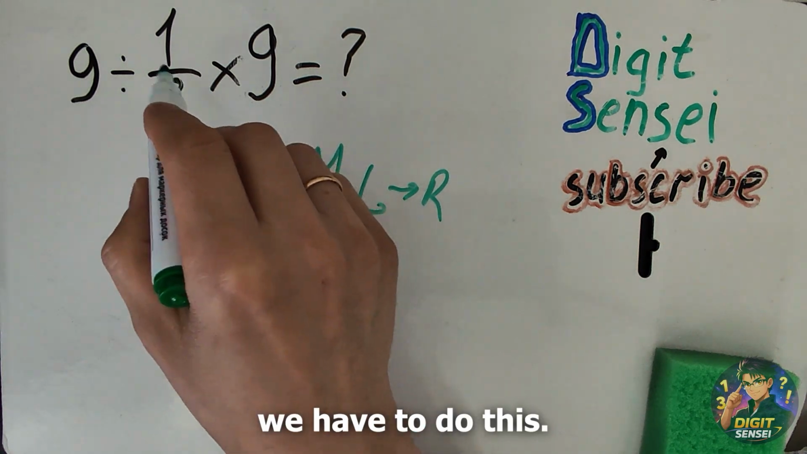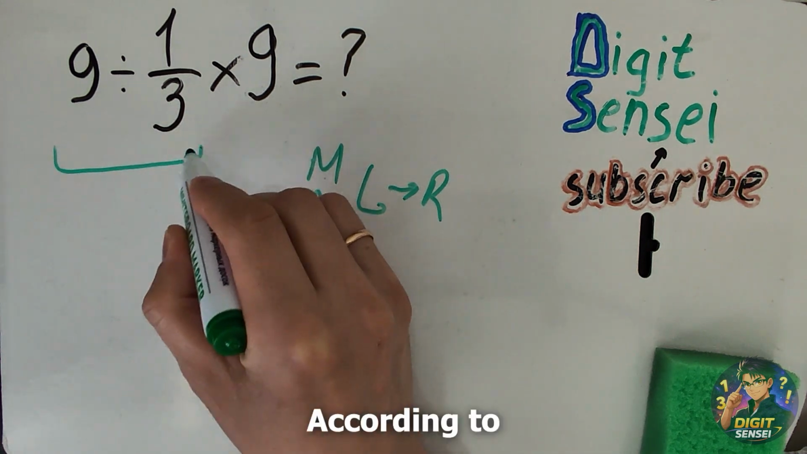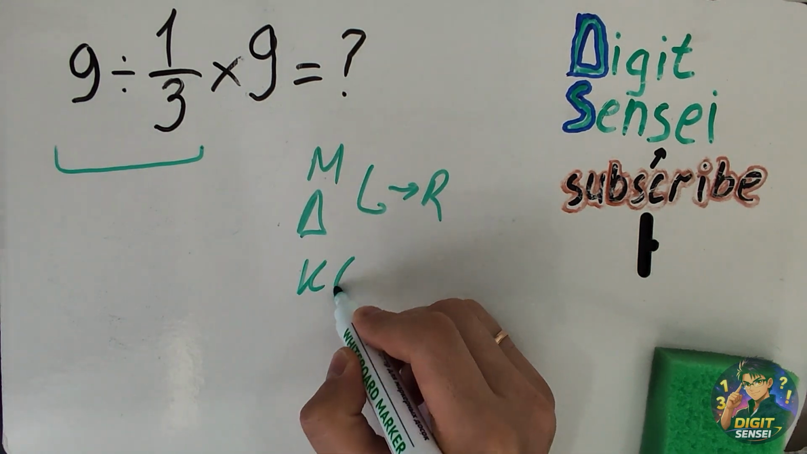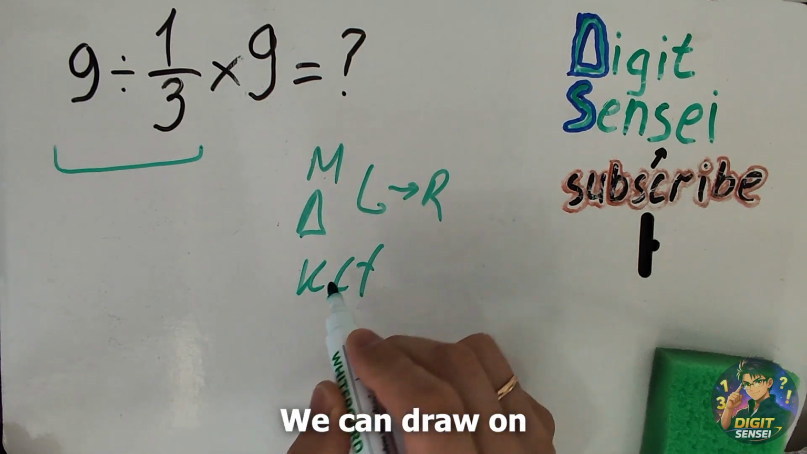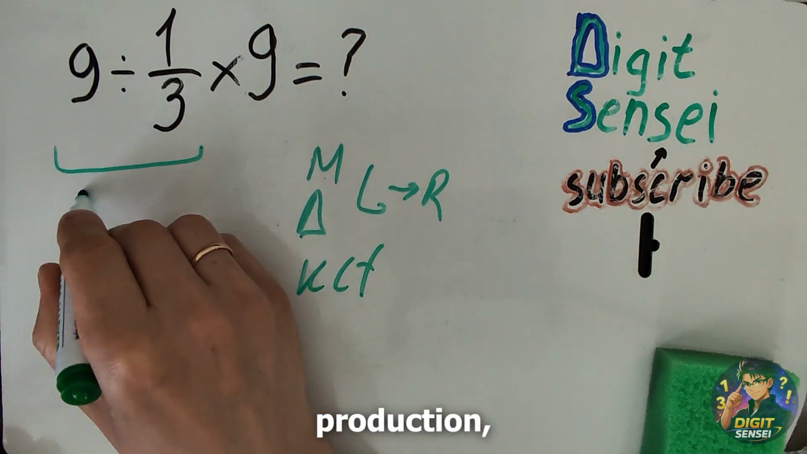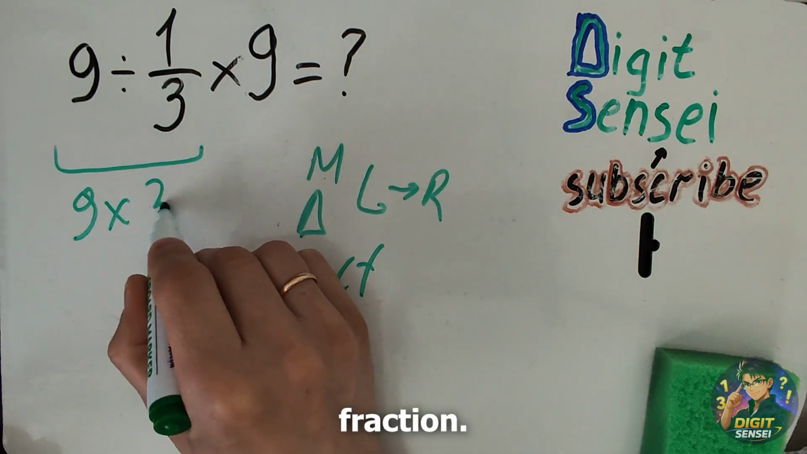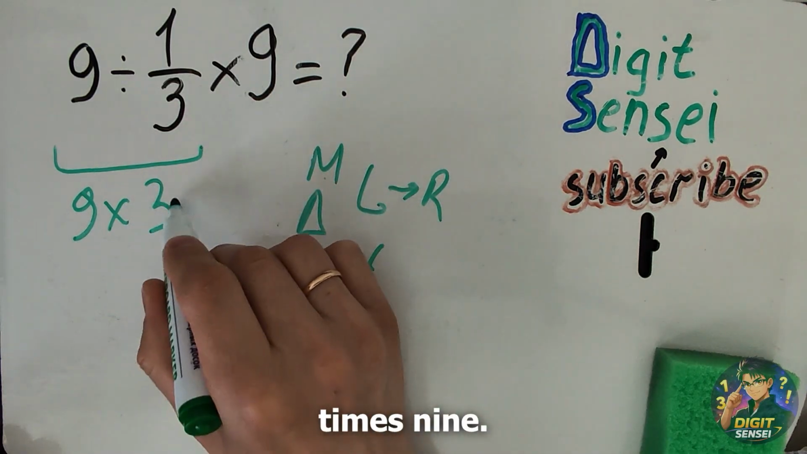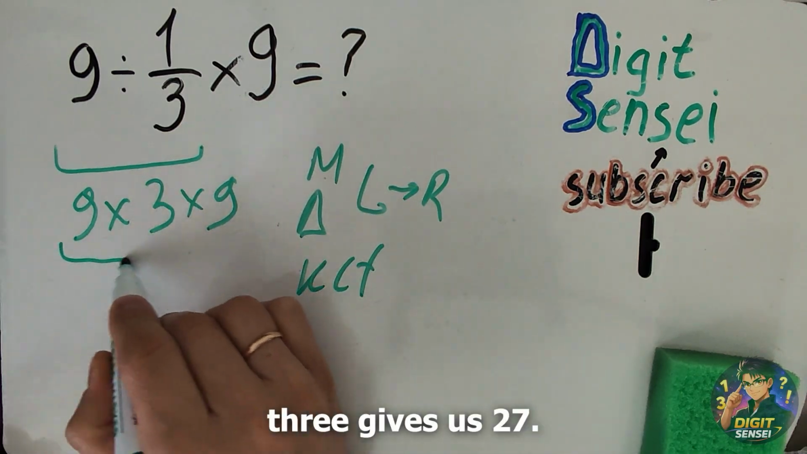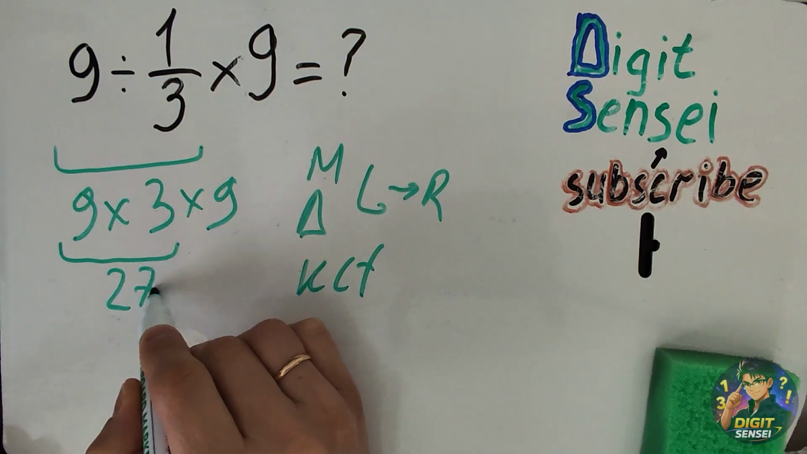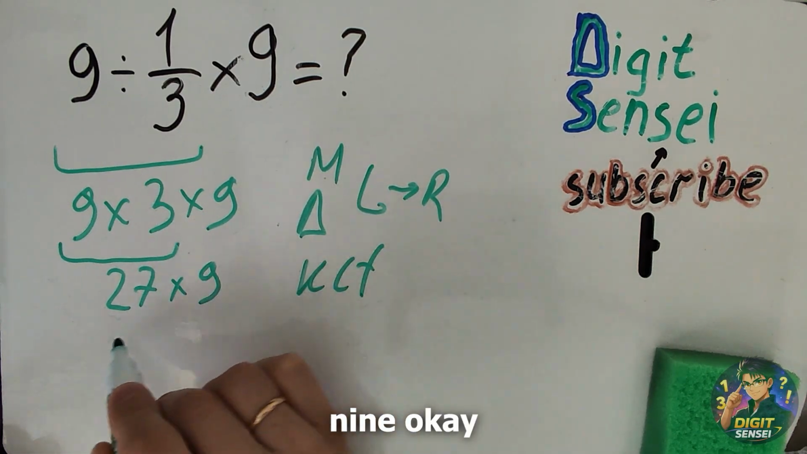So first we have to do this division, 9 divided by 1 over 3. According to the KCF rule, K stands for keep, C stands for change, and F stands for flip. We can write to keep the first fraction, change division to multiplication, and flip the second fraction. And here we have times 9. 9 times 3 gives us 27. So 27 times 9, okay?